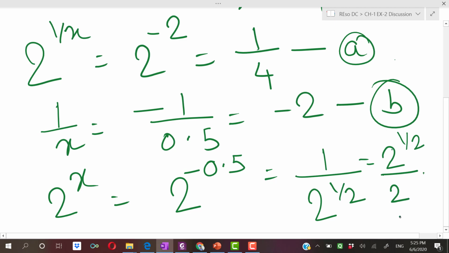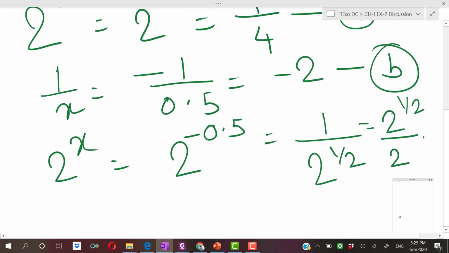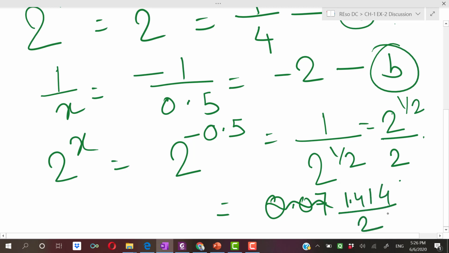That will come out to be something around 0.7, क्योंकि 1.414 divided by 2 होता है, so it will be 1.414 divided by 2, which will be equal to 0.702 approximately. ठीक है, but this number will be greater than 0, that is sure shot.